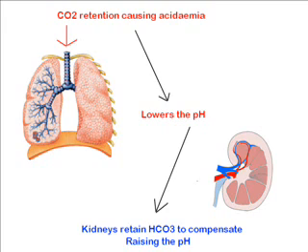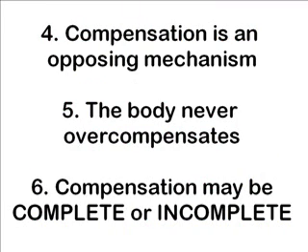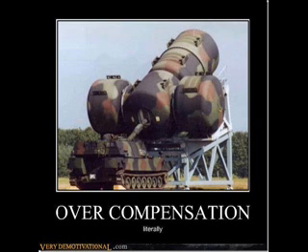So following on to your stepwise approach of ABG analysis, there are 3 more rules to consider. Rule number 4, compensation is an opposing mechanism. What I mean by that is if the primary mechanism is respiratory, then your compensatory mechanism is going to be metabolic, and vice versa. Rule number 5, the body never overcompensates.